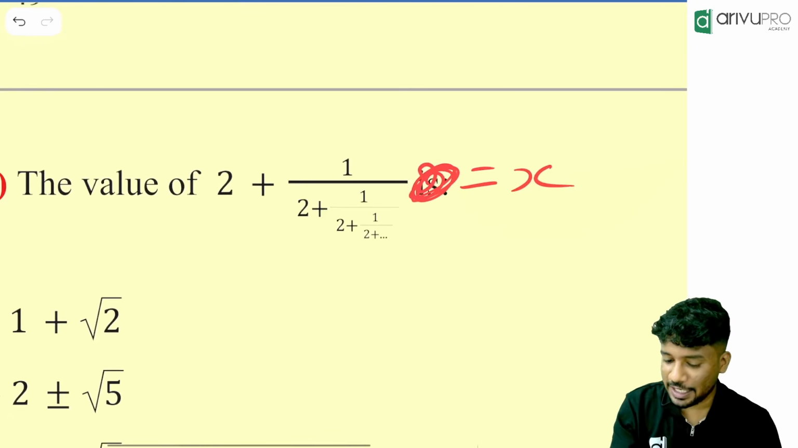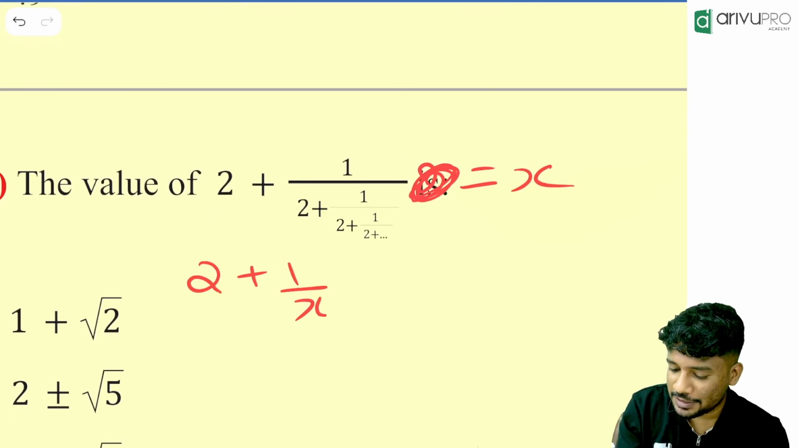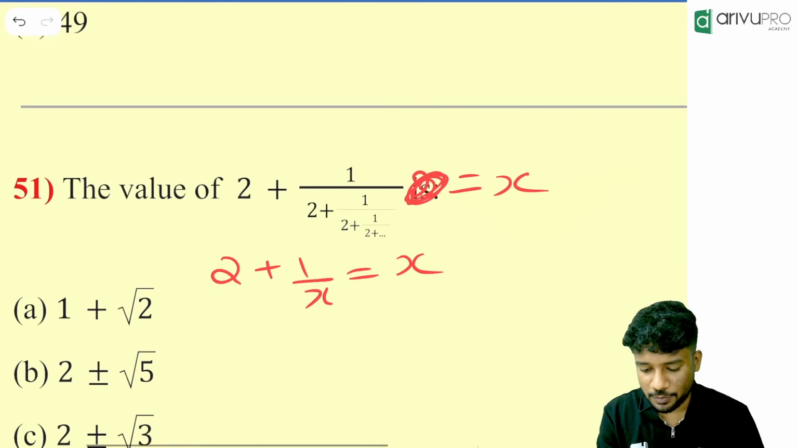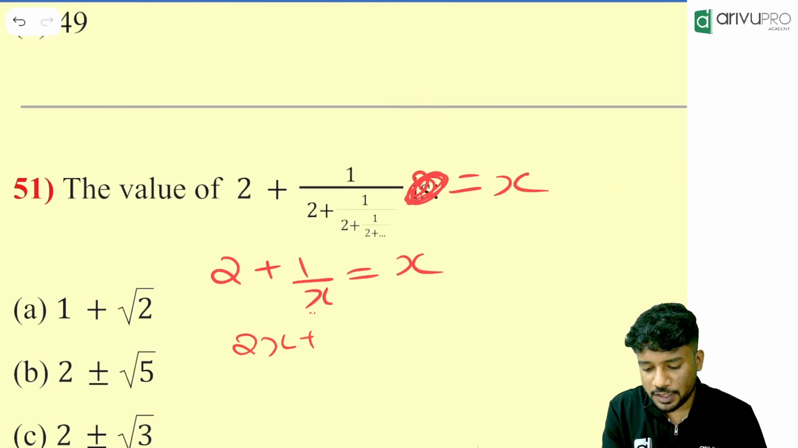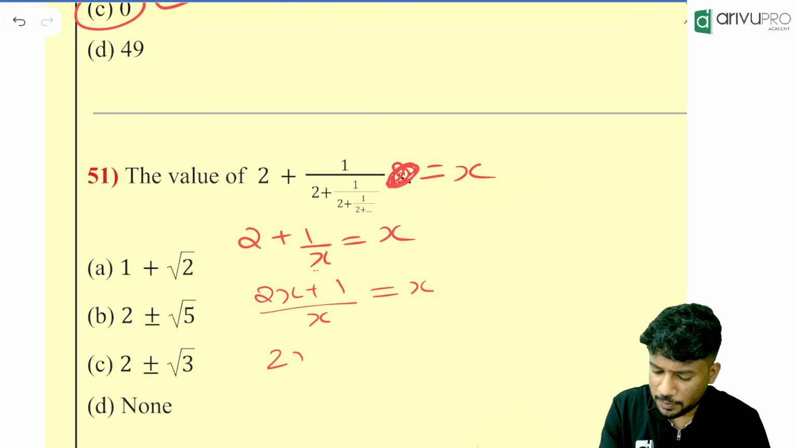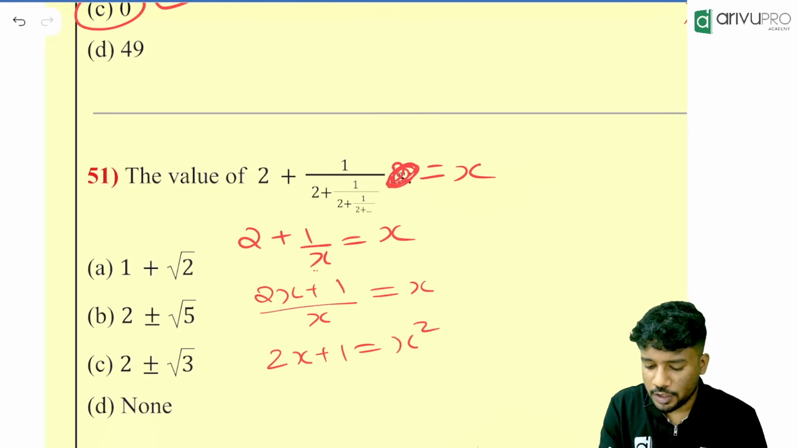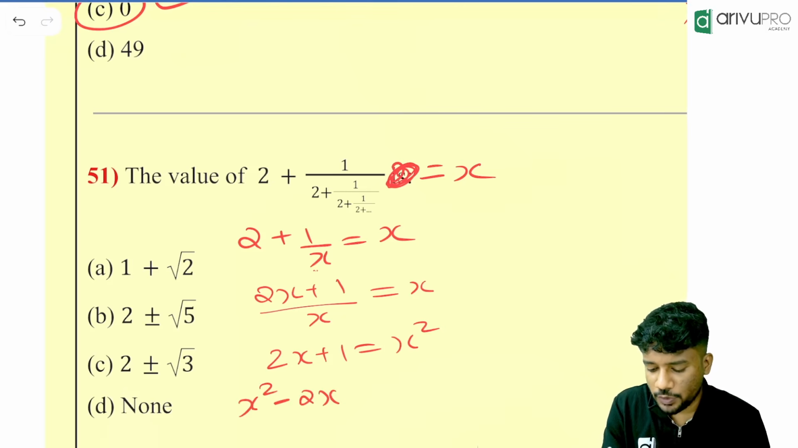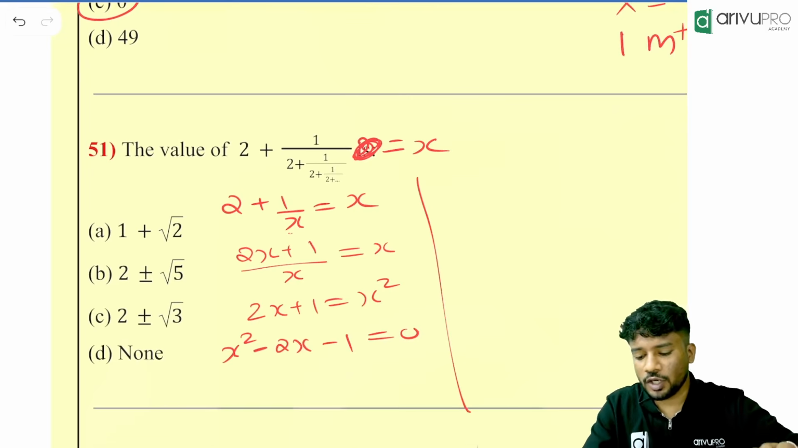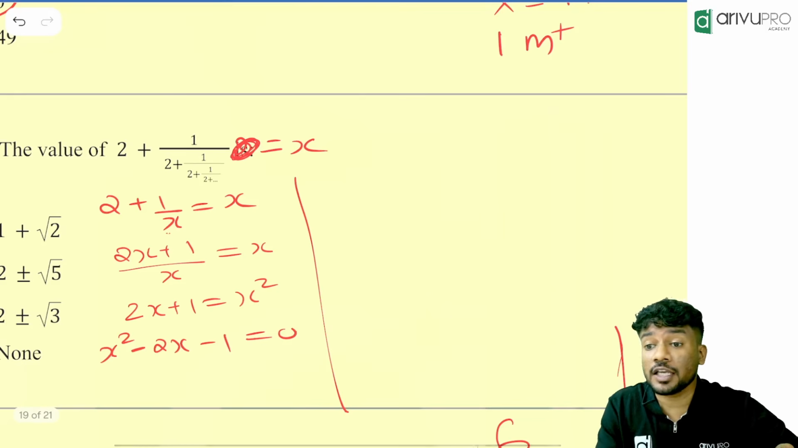So can I say 2 plus 1 by x is equal to what, people? x. Now take the LCM over here. It will become 2x plus 1 divided by x is equal to x. Cross multiply basically. Now cross multiply: 2x plus 1 is equal to x into x, which will become x square. So x square minus 2x minus 1 is equal to 0. Solve the equation. So what is the formula for the solution of a quadratic equation?